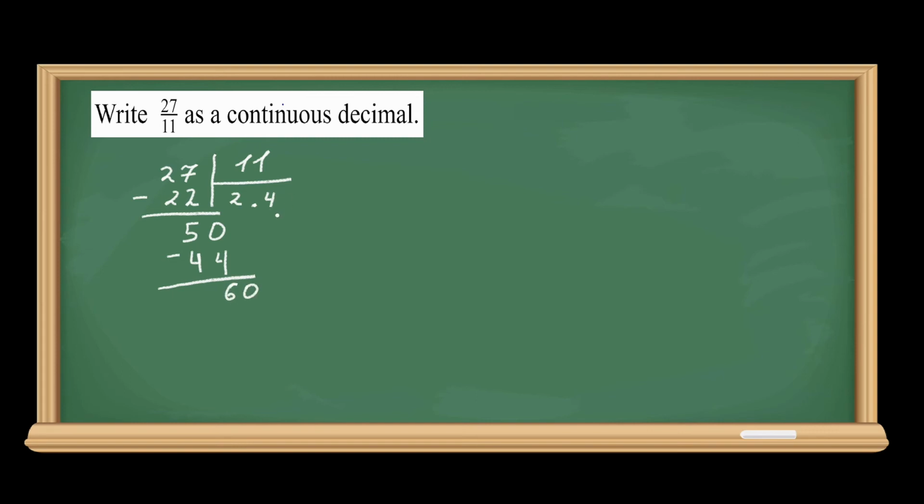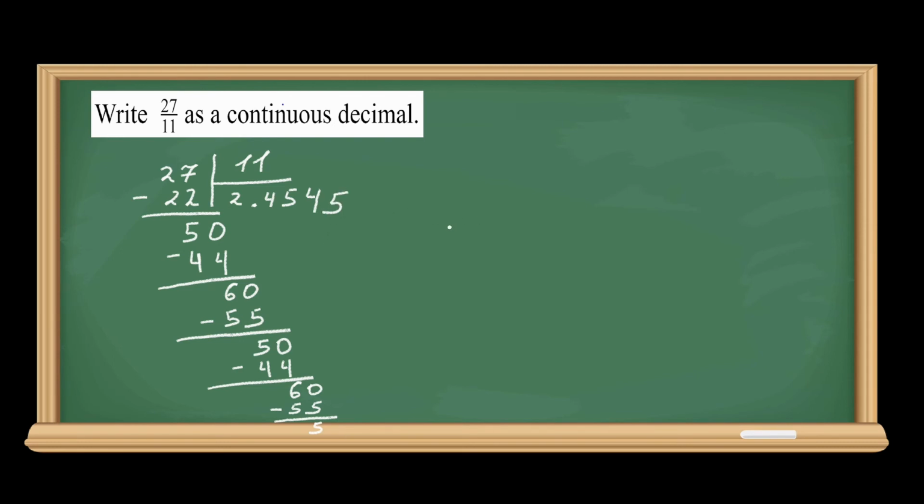So now we bring down 0. The closest multiple of 11 to 60 is 55, so we add 5 to our answer and the difference will be 5. Once again, we bring down the 0. The closest multiple of 11 to 50 is 44, so we add 4 to our answer and the difference is 6. Again, we bring down the 0. The closest multiple of 11 to 60 is 55, so we subtract 55 from 60, we add 5 to our answer and our difference is 5.